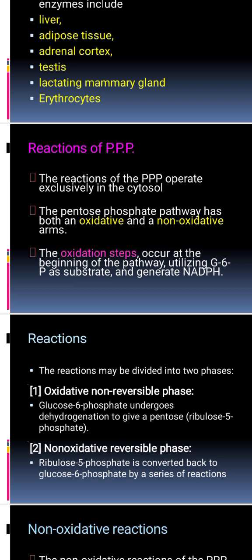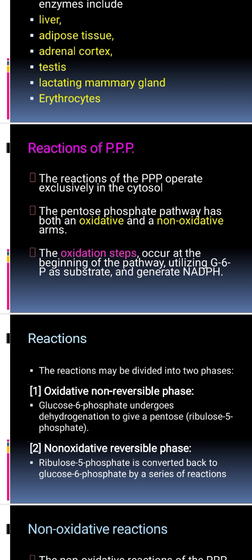Of course, you know the meaning of the substrates and the products. The substrate will be at the start of the reaction and the product will be the last product, or the biomolecules that we can have at the end of the process. Okay, so the oxidative steps will utilize glucose 6-phosphate and will generate NADPH.